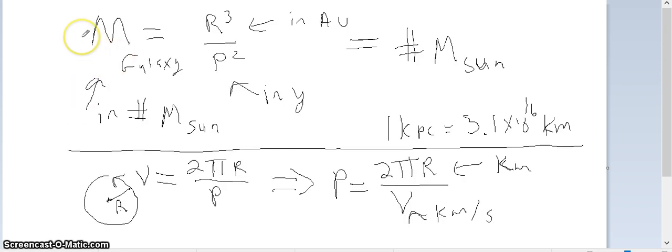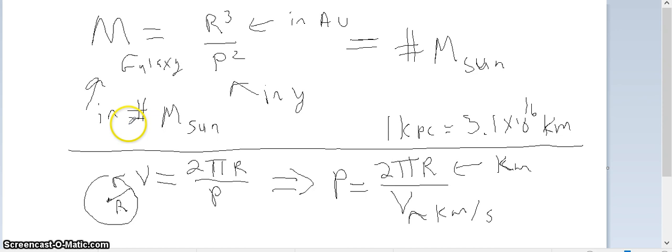Alright, so we're continuing along on problem number 6. It's a very involved problem, so just bear in mind, we're going to do several conversions. If you look up Figure 16.25, this is what you get. The mass of a galaxy is equal to r cubed, where r is in astronomical units, divided by p squared, where p, of course, is the period in years. And of course, the mass is measured in solar units.